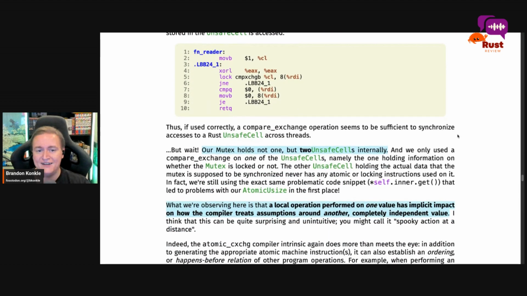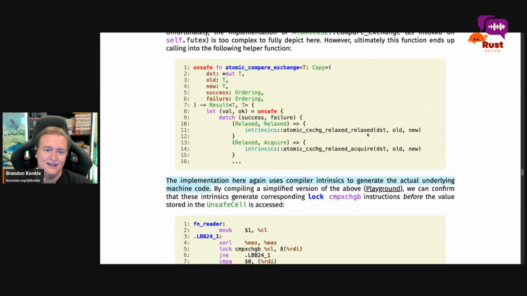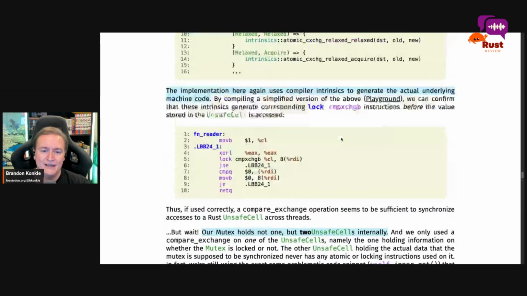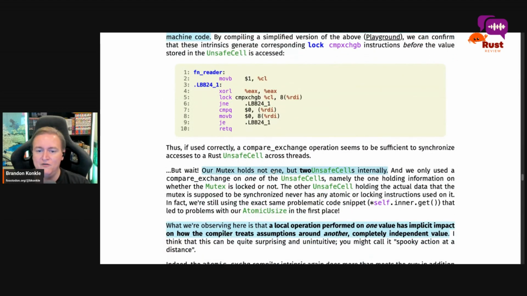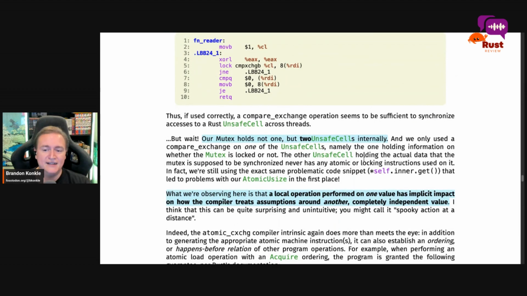And the spooky action at a distance that it's talking about is in this situation, in this example, he has 2 unsafe cells that he's holding on to. So the Mutex is holding not 1, but 2 unsafe cells internally, but he's using compare exchange on only 1 of them. So you might assume that, okay, the unsafe cell that he used compare exchange on, that one's going to generate the assembly the way that you would expect. But then the one that he didn't touch that way, the one that he didn't use any intrinsics around, that one should follow the highly optimized behavior that we were looking at before, where it was optimizing the behavior right out of it. But he says it doesn't.